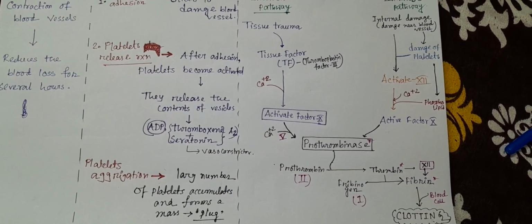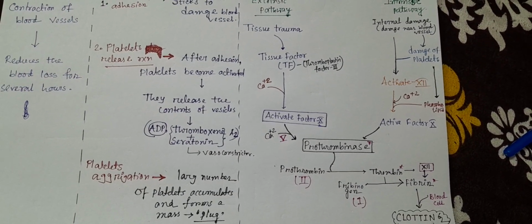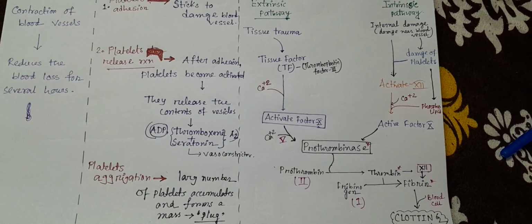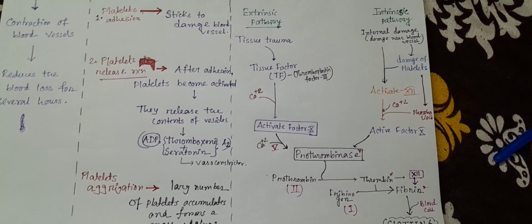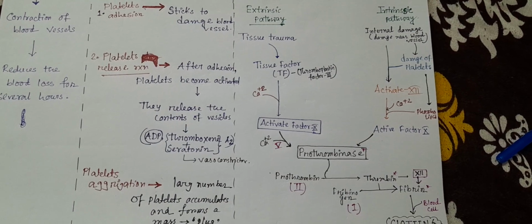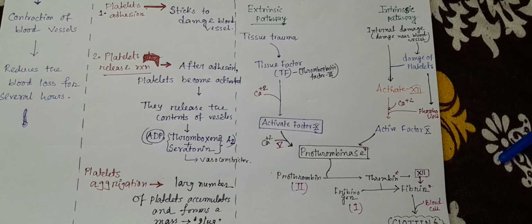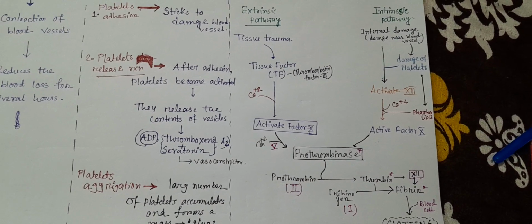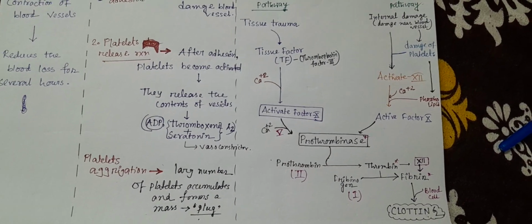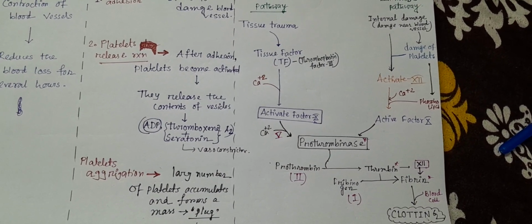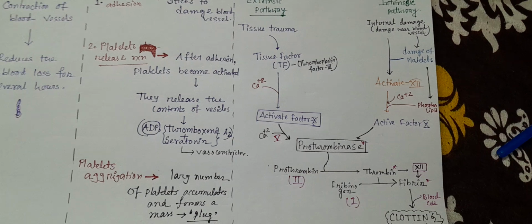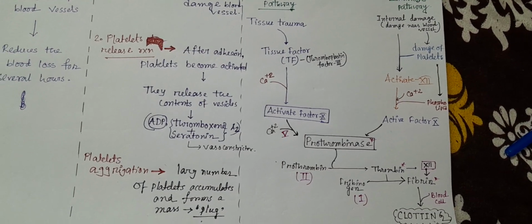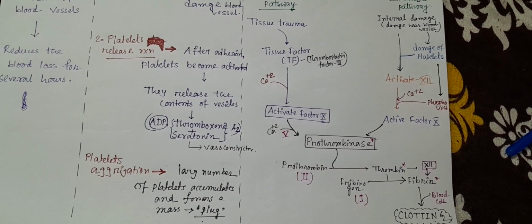And the third step of the platelet plug formation is the aggregation of platelets. A large number of platelets become accumulated by this ADP. We know ADP acts as a sticky substance by which platelets become adhered to each other and form a net or mesh-like structure which we call the plug.